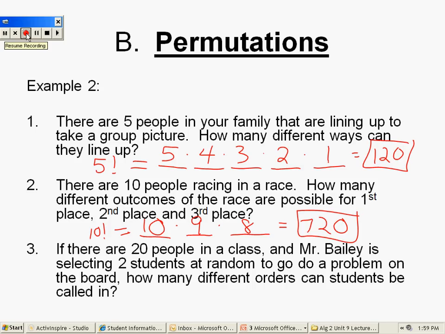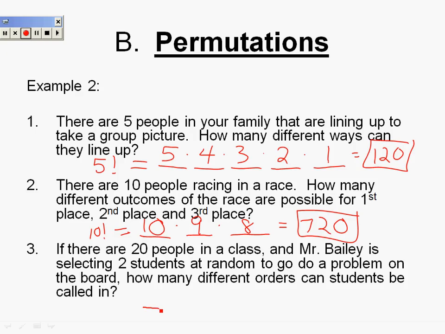Here we go. If there are 20 people in a class and Mr. Bailey is selecting 2 students at random to go do a problem on the board, how many different orders can the students be called in? Well, I have 2 choices to make. Who I'm going to call first and who I'm going to call next. Now, the first choice can happen in any one of 20 ways. I could pick anybody out of the 20 kids in class. After that, there's 19 kids left to choose from. And that makes 380.